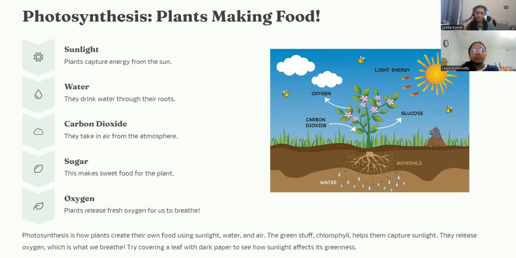And let's look at the diagram. This diagram is a really good visual of photosynthesis because it clearly shows us how the process works. It shows us that water from the soil is taken up by the roots, and this water is later used in the process of photosynthesis. Carbon dioxide can be absorbed by leaves, and light energy from the sun is captured by chlorophyll. And after the process, they release oxygen for us to breathe and store glucose or sugar.